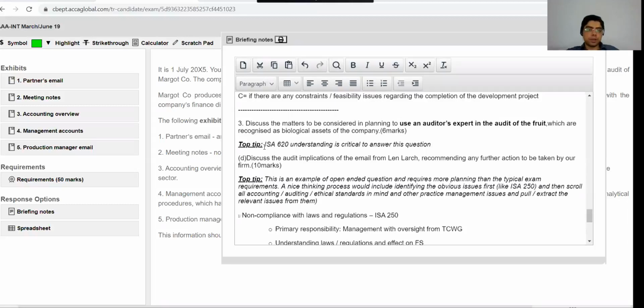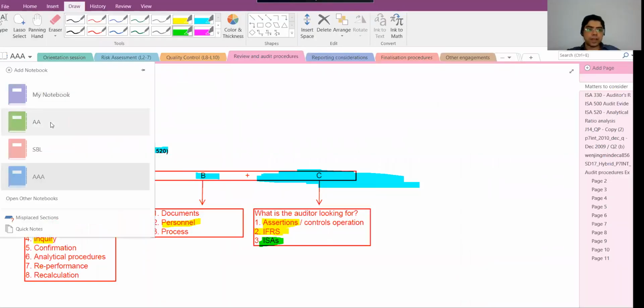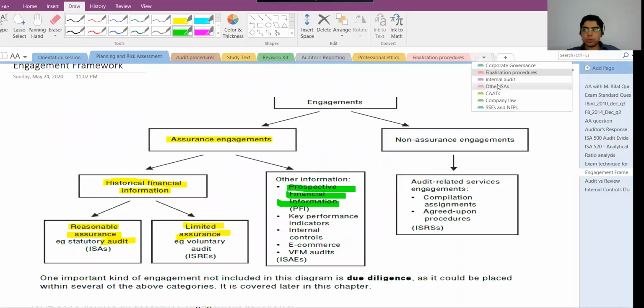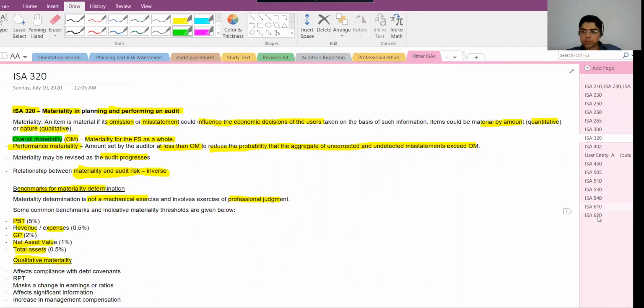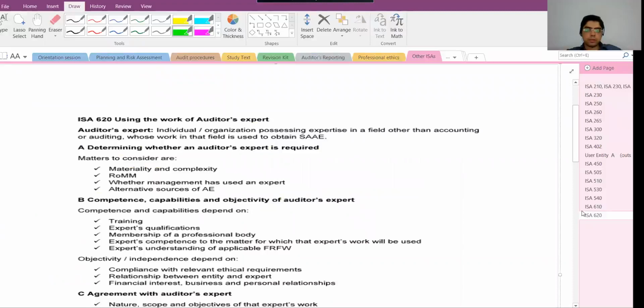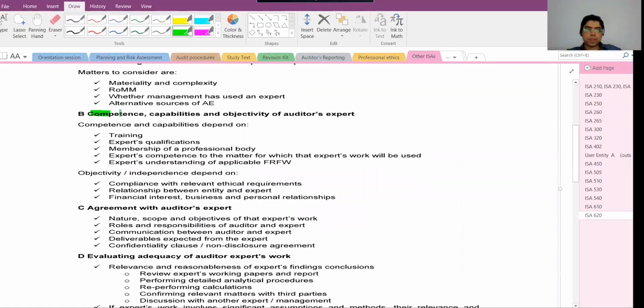Now look at the top tip. To answer this question properly, you need to have your knowledge of ISA 620. That is why we did detailed sessions on revising our AA knowledge, because ISA 620 is a standard that's examinable at the AA level, and you need to be well versed in that standard before you can excel with this question. You need to talk about the competence, capabilities, objectivity of the auditor's expert, and how you would evaluate them.